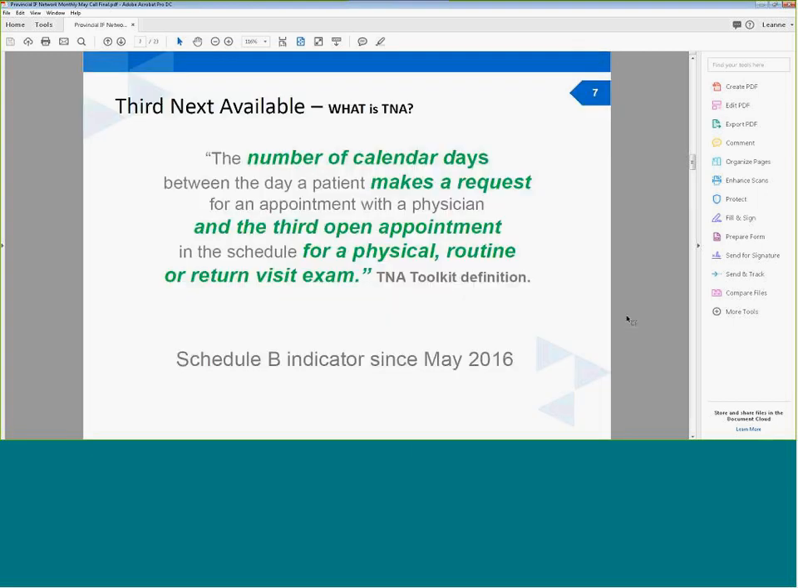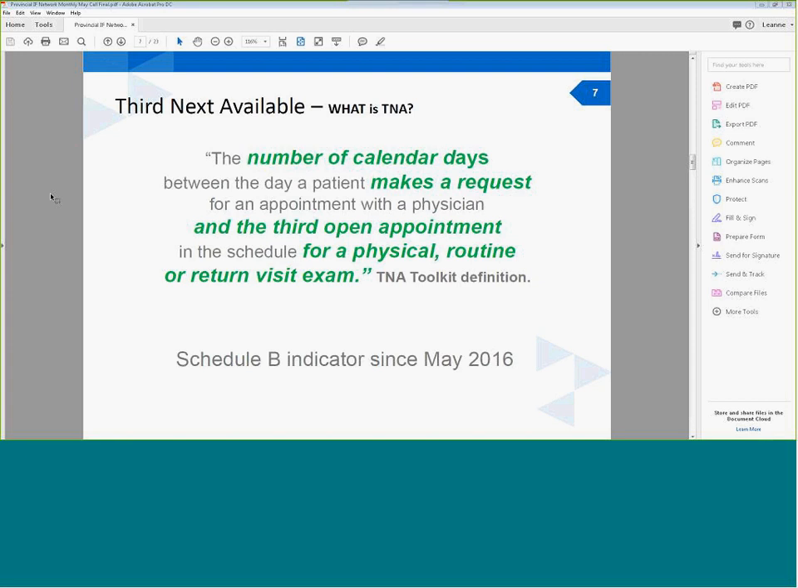Today we're chatting about third next available, and just to make sure we're all anchored to what we're talking about, TNA, or third next available, is a measure that's taken very easily at the clinic level. Basically it's just the number of calendar days between the day a patient makes a request for an appointment with a physician and the third open appointment in the schedule. And that's for a physical appointment, any routine appointment, return visit, exam, however the clinic happens to term that. But it's essentially the third next available appointment.